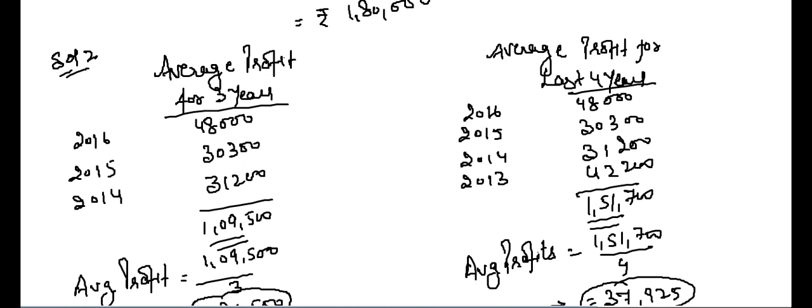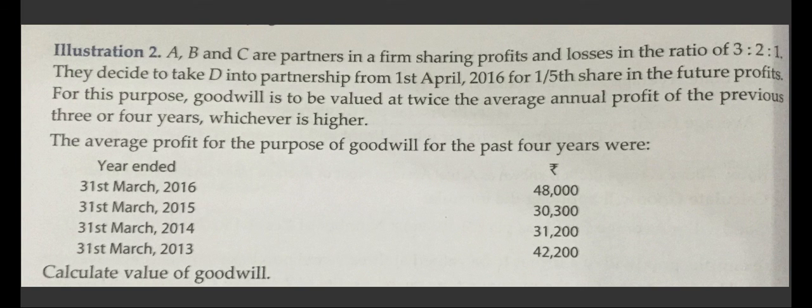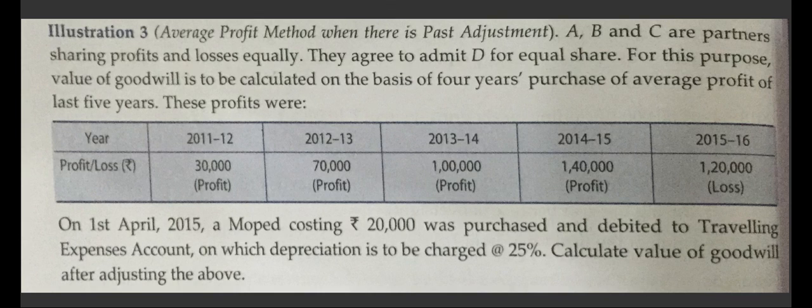The question says, first of all, calculate the average profits for the last 3 years and calculate the average profit for the last 4 years. Take the higher of 2. Whichever is higher, multiply by 2, that's your goodwill. The question itself says everything. Right? Let's move on to the next problem. Clear? Let's see the next one.